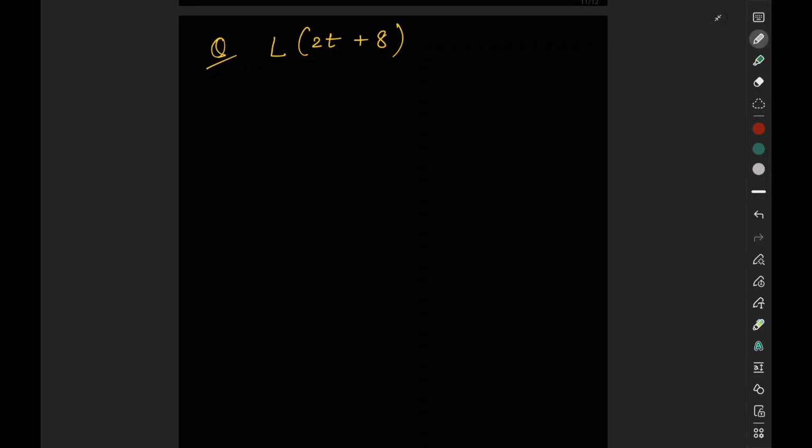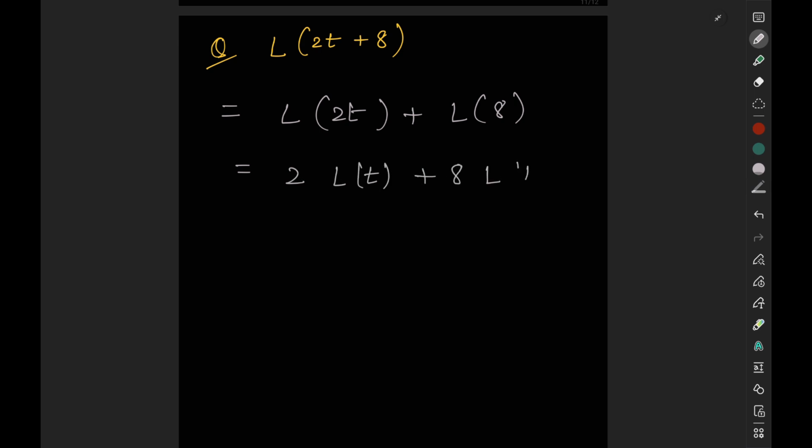Laplace for 2t plus 8. So we can write this as Laplace of 2t plus Laplace of 8, that is 2 times Laplace of t plus 8 times Laplace of 1. Now Laplace of t is 1 upon s square and Laplace of 1 is 1 upon s. So this becomes 2 upon s square plus 8 by s.